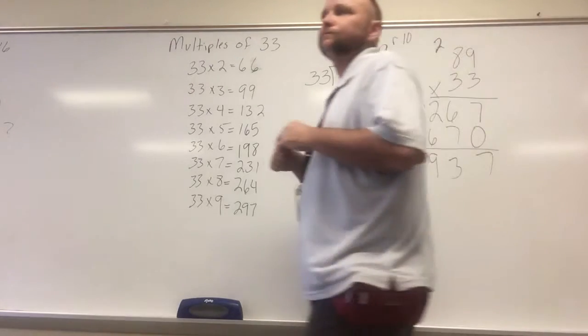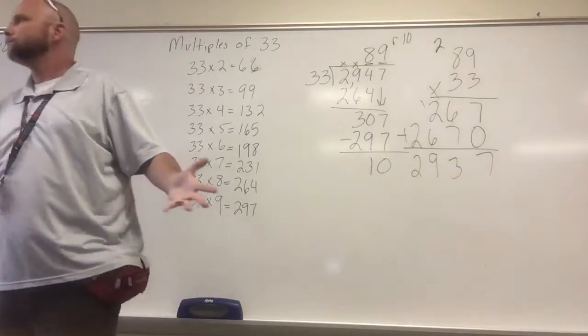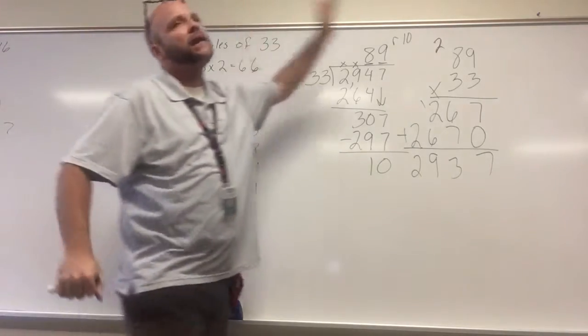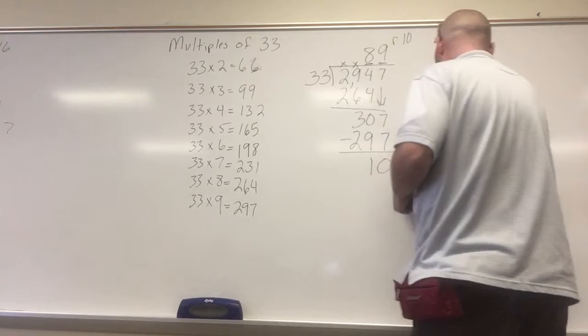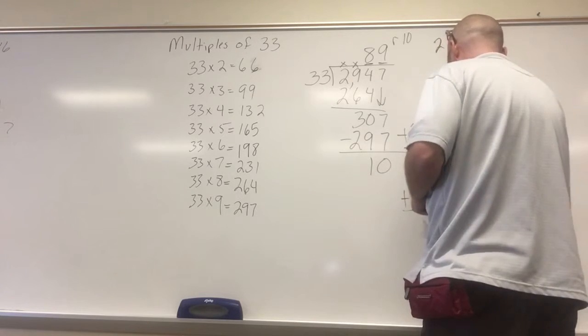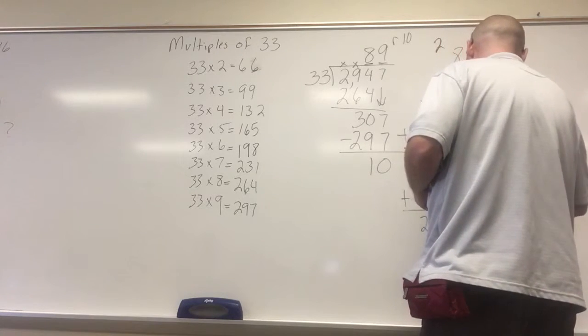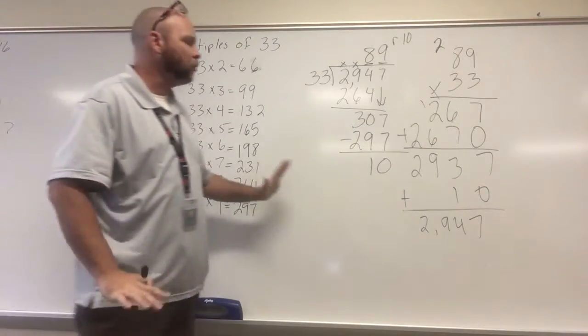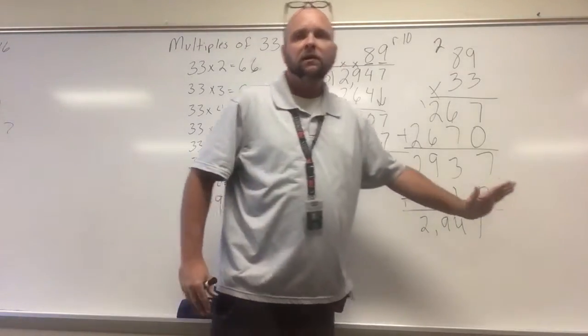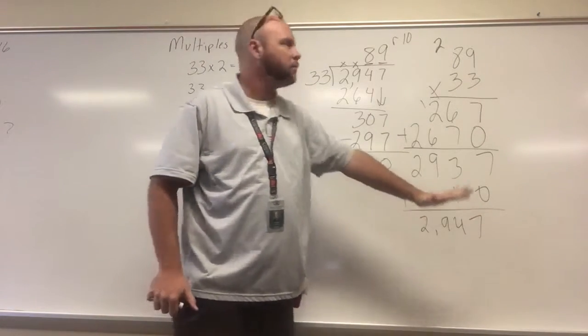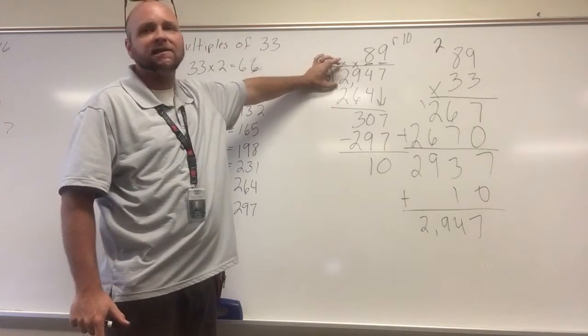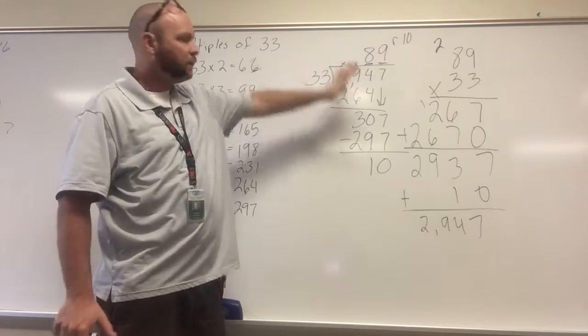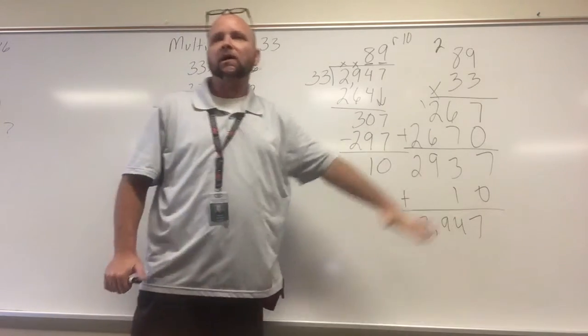2,937. How come that didn't work? Because you didn't add the remainder. Now I have to add the remainder in. So 2,947. Whoa. When I'm done multiplying, when I'm done checking my answer, I want it to be the same as the dividend in here. That tells me I did my multiplication correctly.